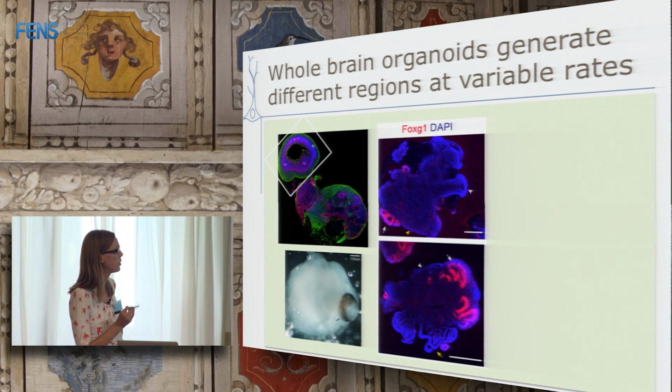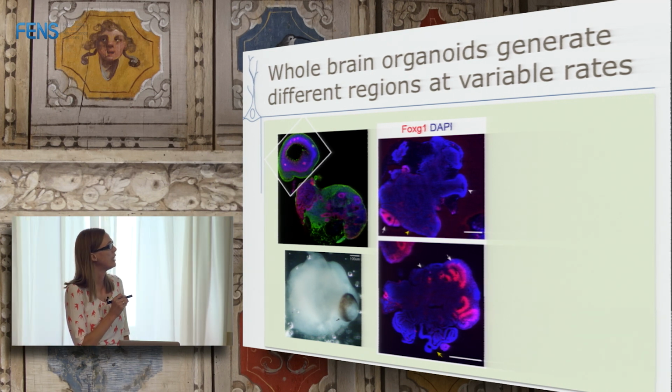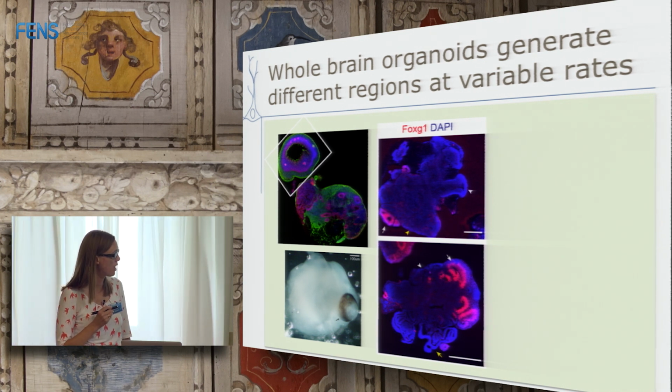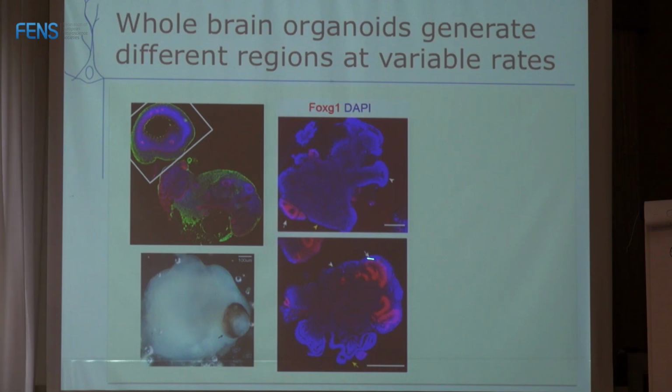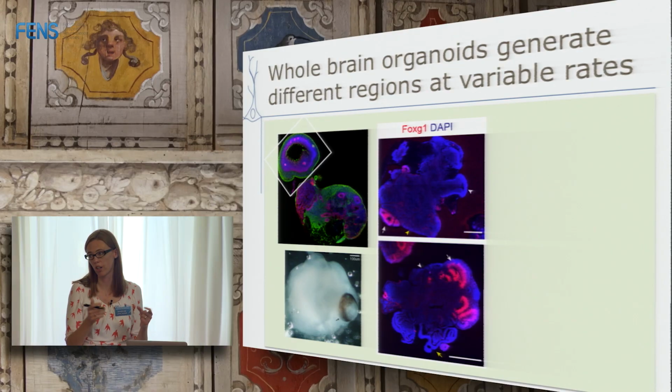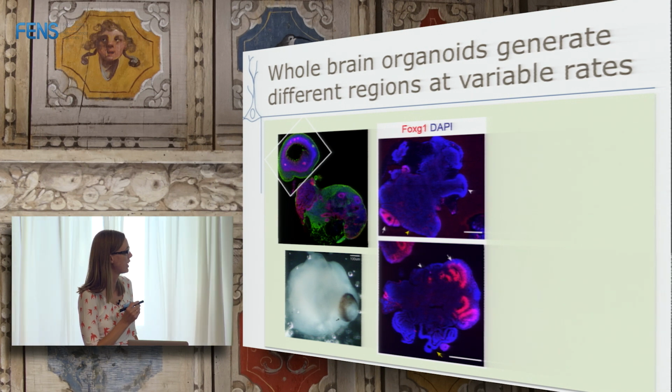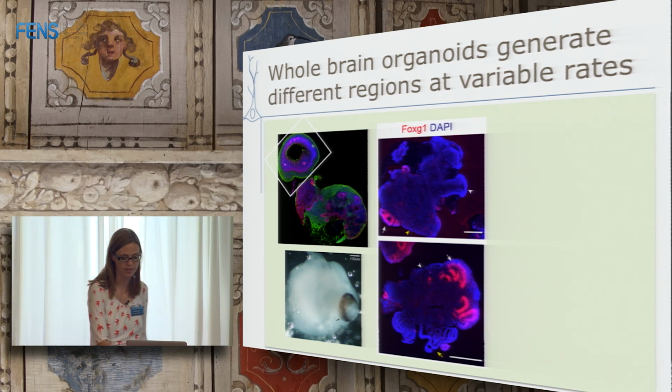So here are 2 organoids from 2 different batches. And FOXG1 is a marker of forebrain, and you can see that both of them have some forebrain tissue, but this one has much nicer architecture. But it also has a lot of other stuff. And this one only has a couple of little rosette-like regions.